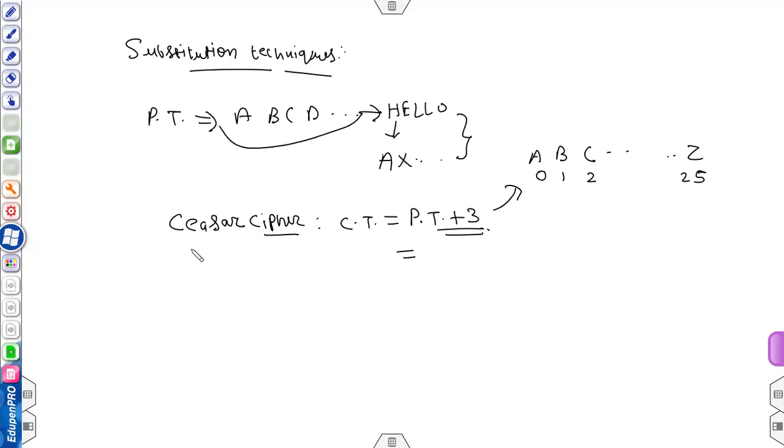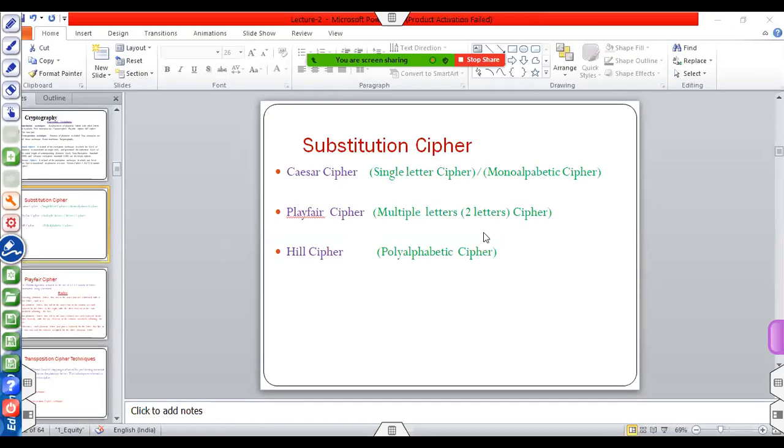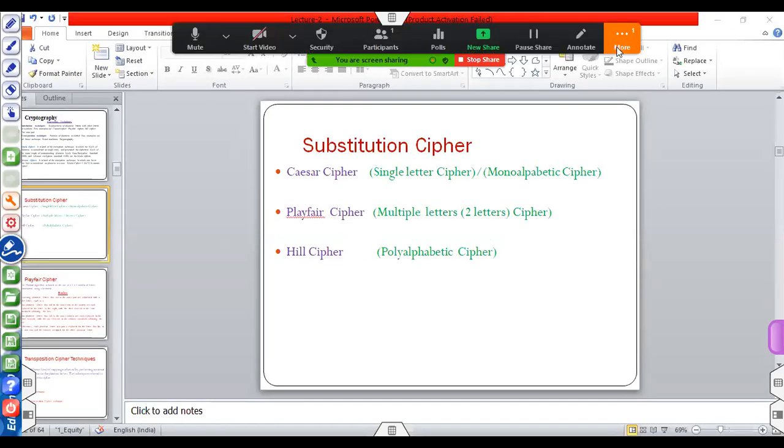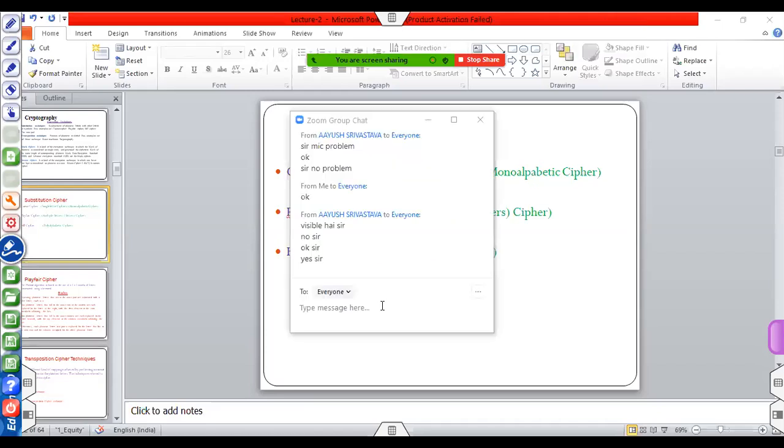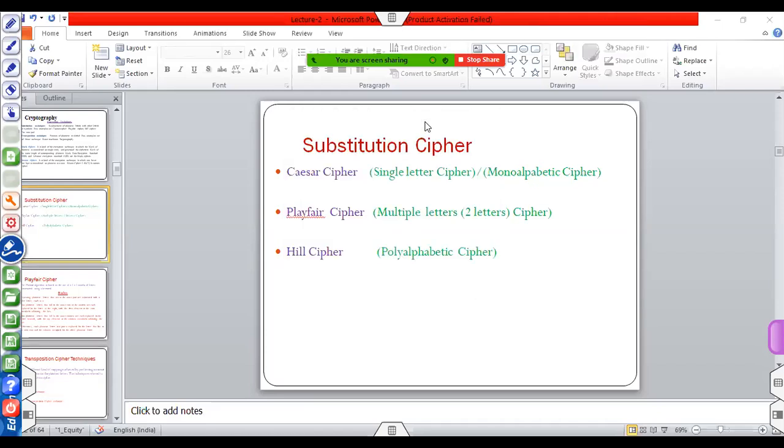So in the last lecture we discussed the Caesar cipher, then we also discussed the Playfair cipher. Basically it is related to a 5x5 matrix, and we have discussed this in detail.